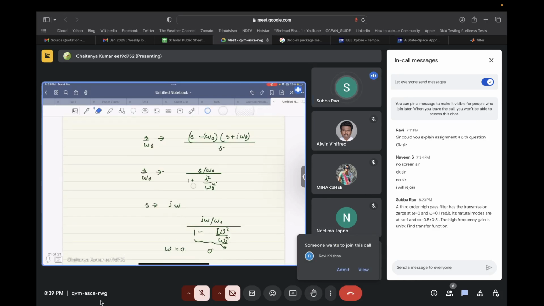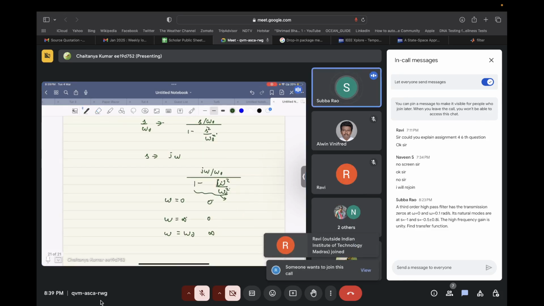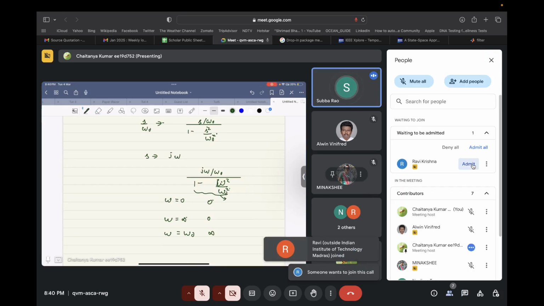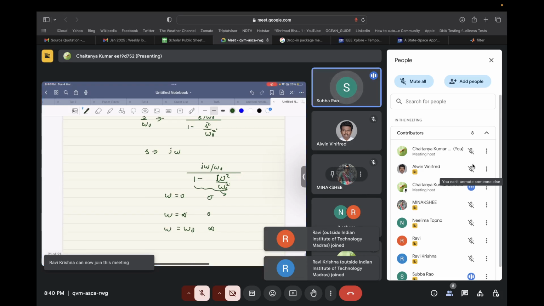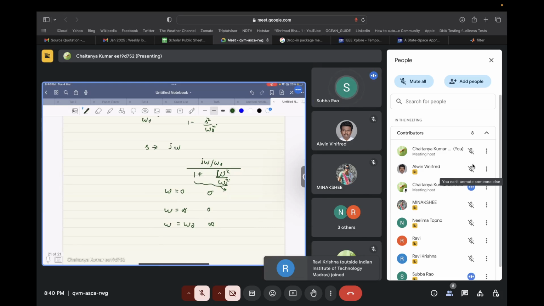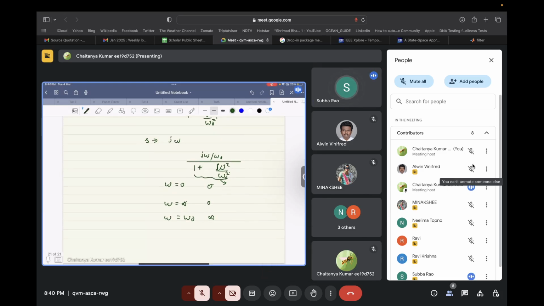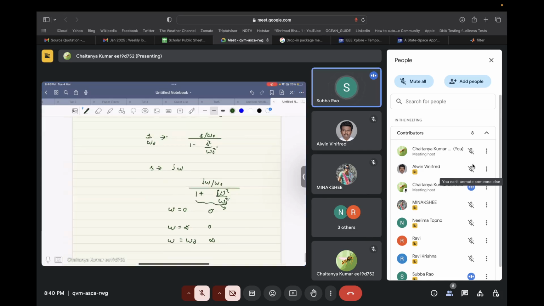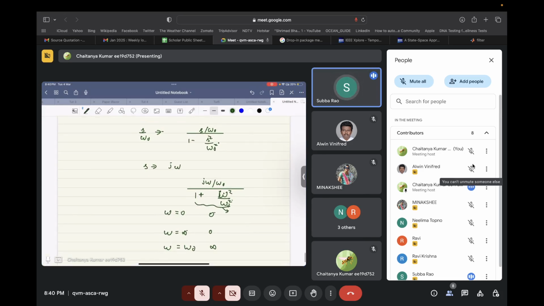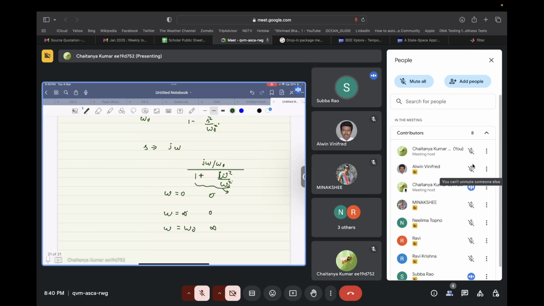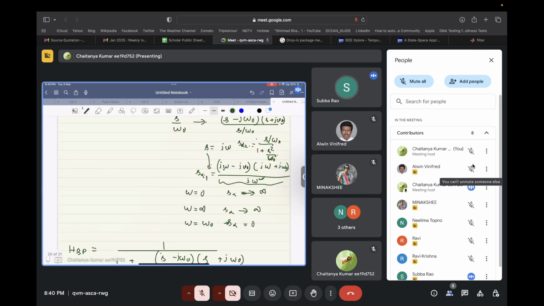So 1 minus S square by omega naught square. Even here also, it will become 1 plus omega square by omega naught square. But what you wanted at omega equal to omega naught, you wanted this term to be... no, this term shouldn't have been 1.